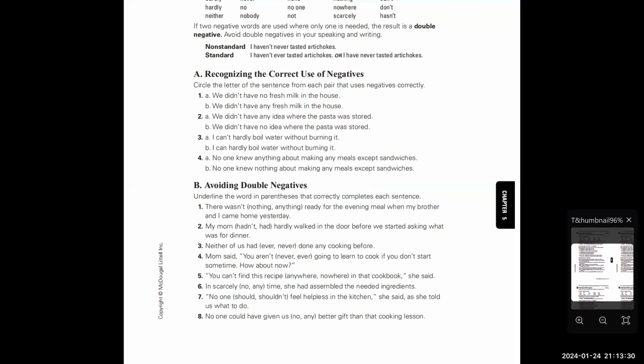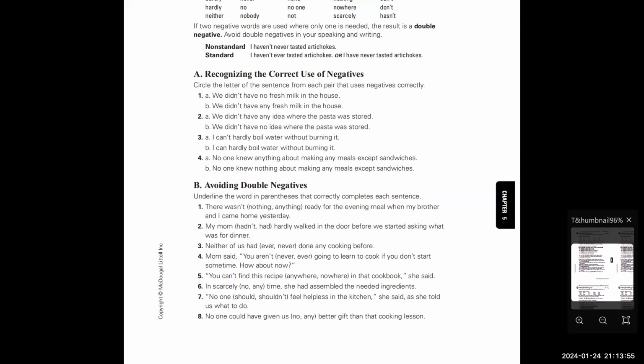Number two. My mom had hardly walked in the door before we started asking what was for dinner. Okay, that's correct. Number three. Neither of us had ever done any cooking before. Okay, good. Correct.